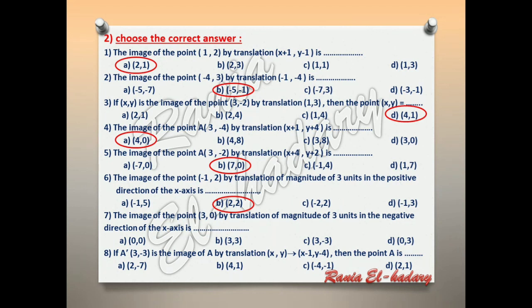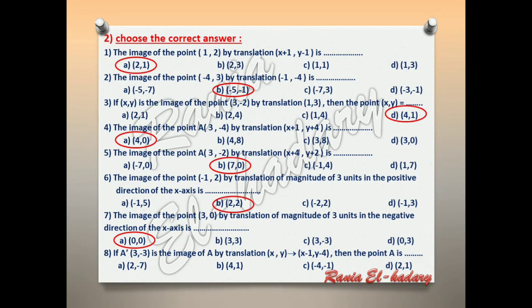Number 7. The image of the point is 3, 0 by translation of magnitude of 3 units in the negative direction of x-axis. I have the point 3, 0. Translation by negative 3 in x-axis. Adding negative 3 above 3. 3 minus 3, 0. And I have 0 in y. So the answer is 0 and 0.